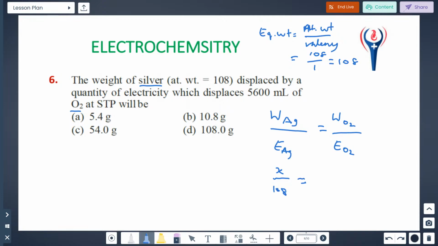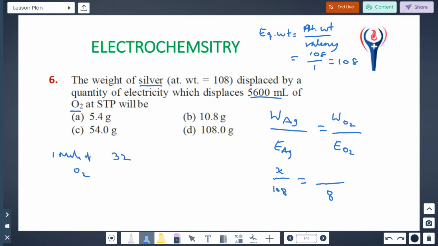Then the equivalent weight of oxygen you must also remember. That is 8. Understood? Then the weight of oxygen. How to find it: here they have given 5600 ml of oxygen displaced. We already saw this kind of assumption in the mole concept we studied. That is, 1 mole of O2 means how many grams?